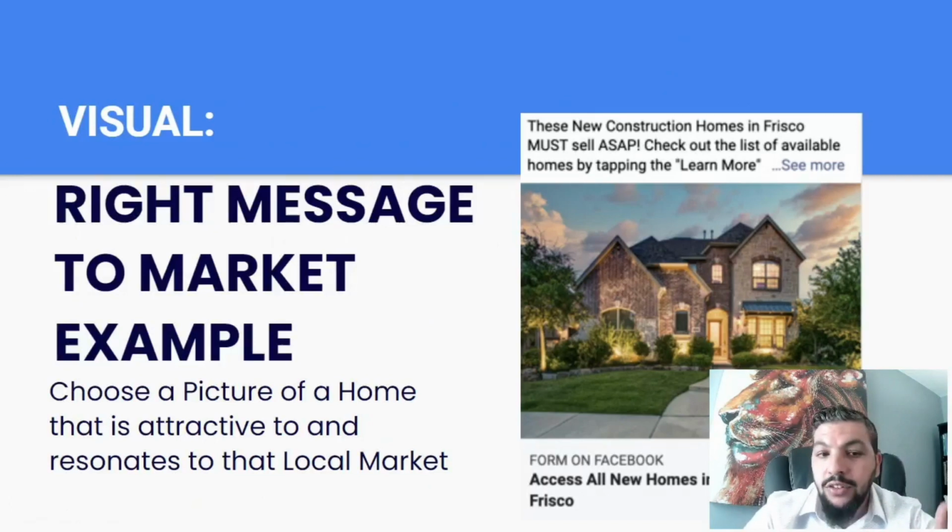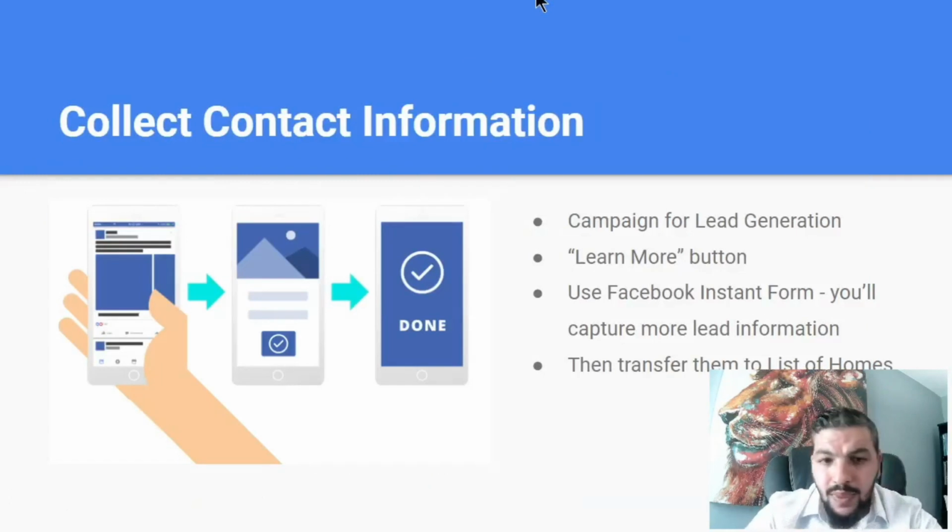And you're matching your market, so the copy matches who you're speaking to. The visual also matches who you are speaking to or marketing to. Okay. Then you want to capture the contact information. I mean, you have great copy, you have a great visual. People like what they see, they like what they read, so they click, learn more.